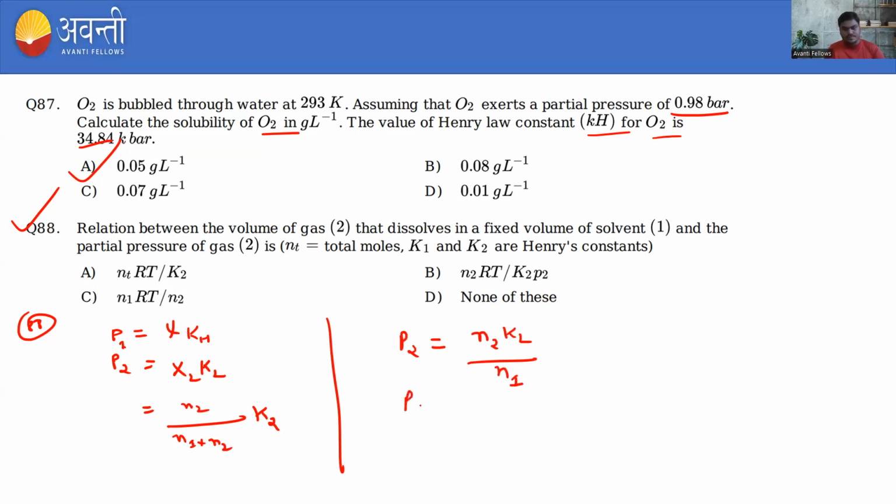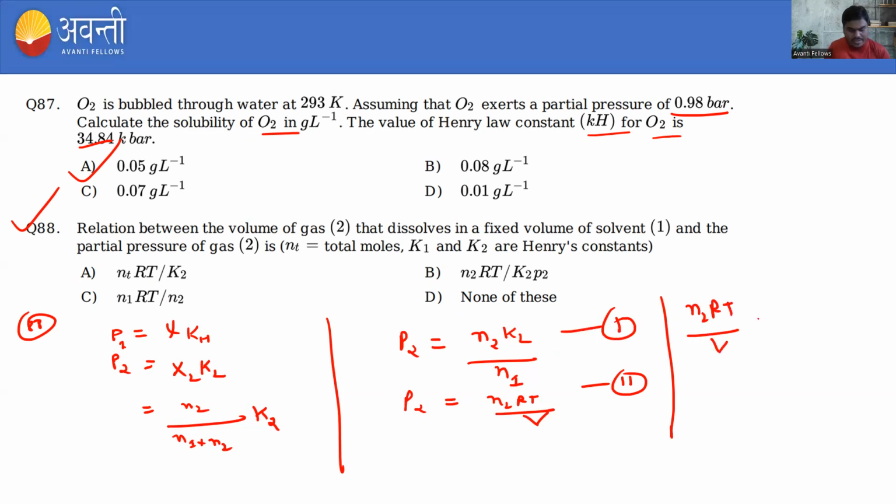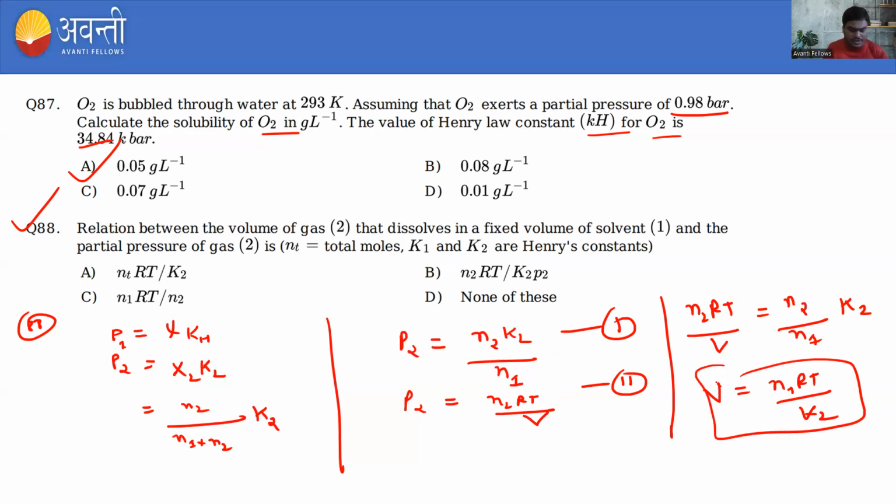Also, we know P2 is equal to N2 RT upon V. So just equate this and this, and you get the answer. You'll get N2 RT upon V equal to N2 by N1 into K2. So from this, you'll get V equal to N1 RT upon K2. Right, so this is the expression you have. So expression A is absolutely correct.